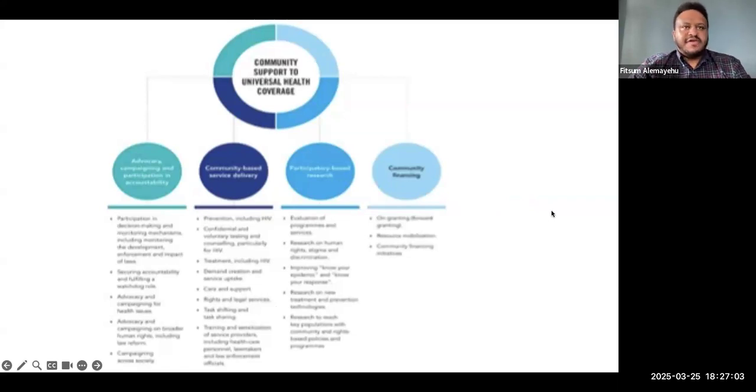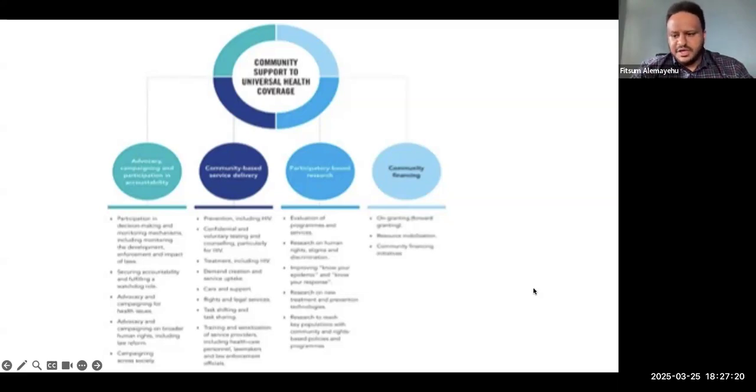So in addition to advocacy, we need also to make sure that we participate in service delivery. It might not be directly providing the services, but supporting the service delivery program in terms of detection, in terms of creating awareness and making sure that communities are aware of their rights and demand those services. And then that definitely will lead to accountability and also to quality of services.